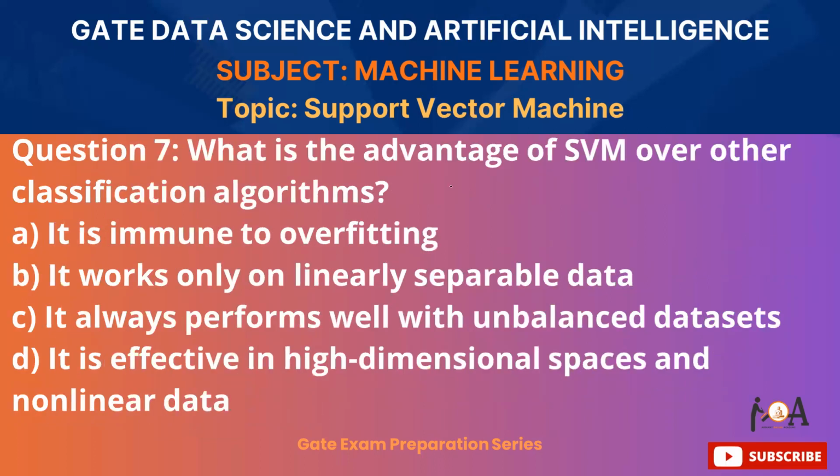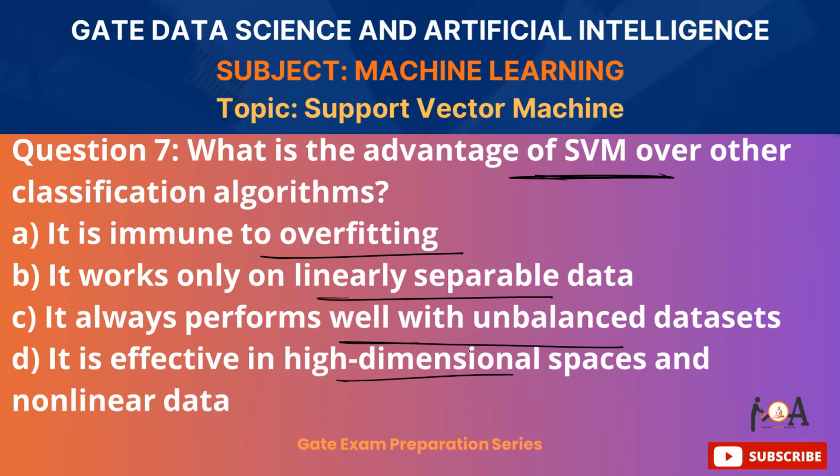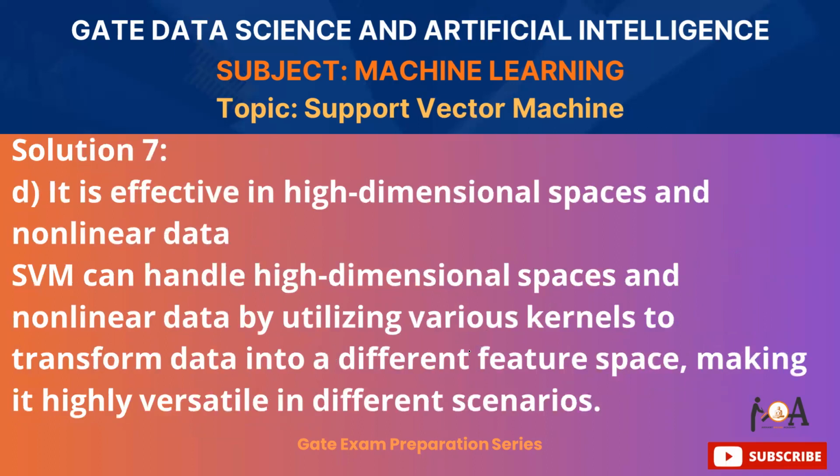Question number 7. What is the advantage of SVM over other classification algorithms? It is immune to overfitting. It works only on linearly separable data. It always performs well with unbalanced data set, or it is effective in high dimensional space and non-linear data. So the correct answer is option D. That is, it is effective in high dimensional data space as well as in non-linear data. That is what the advantages of SVM are. It works with linear as well as non-linear kind of data.